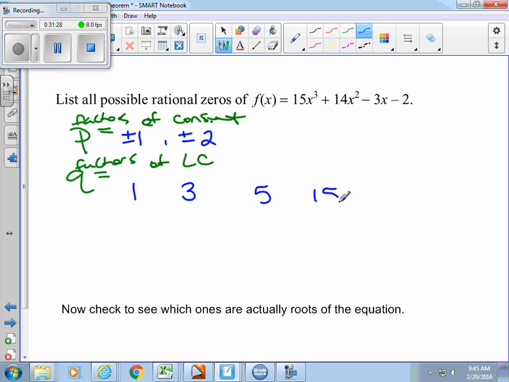And would you agree theoretically those could all be positive or negative? Because a positive times a positive is a positive and a negative times a negative is a positive. So that is an exhaustive list of all the P's and Q's. The zeros are all the things that would be P divided by Q.